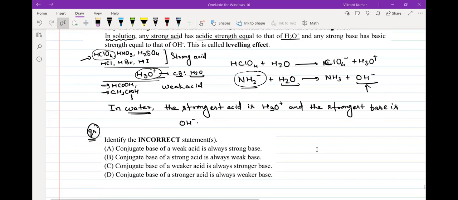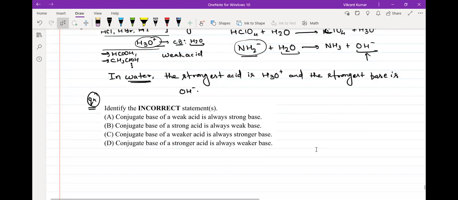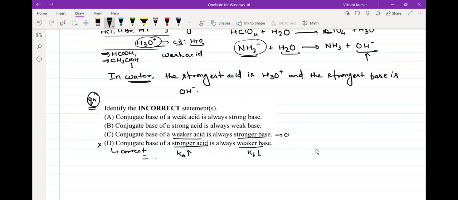Okay, let's see. Let's go from the bottom. We just saw that a stronger acid means Ka is greater, so its conjugate base will have lower Kb. So this is correct, so it is not our answer because it is correct. That's why I told you to always repeat this sentence in your mind before reporting the answer. Similarly, a weaker acid will have a lower Ka value, so the conjugate base will have a greater Kb value, and that's why this is correct, so not our answer.